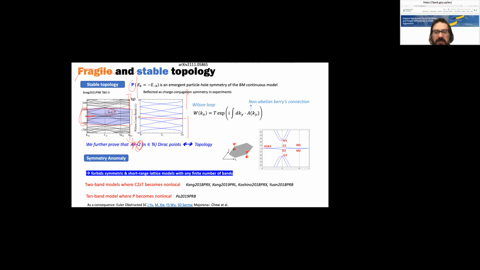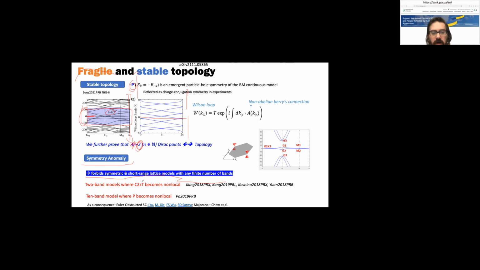But it still cannot be realized in a lattice model, the same way that a single Dirac cone cannot be realized in a lattice model with just time reversal. Same story as Fu-Kane. This just has different symmetries. So now you can show that you cannot realize 4n plus 2 Dirac nodes in a lattice model with particle-hole and C2z times T. So this is a symmetry anomaly that forbids symmetric and short-range lattice models with any finite number of bands.